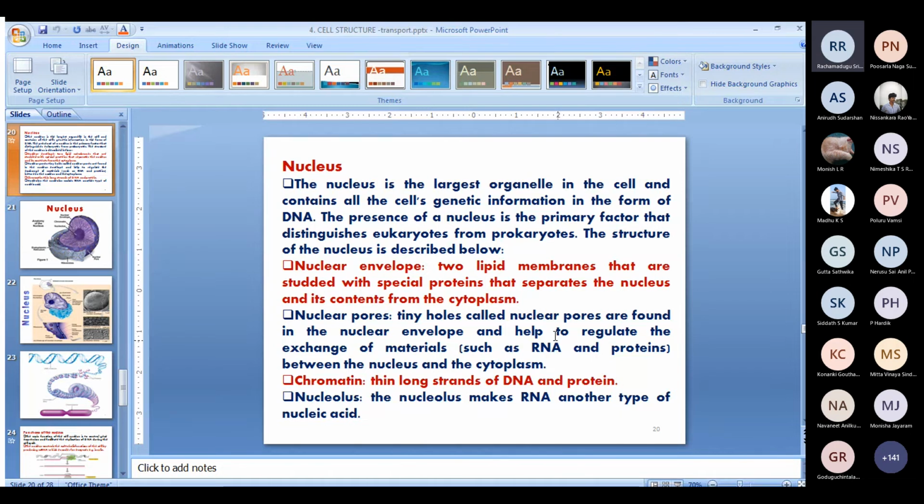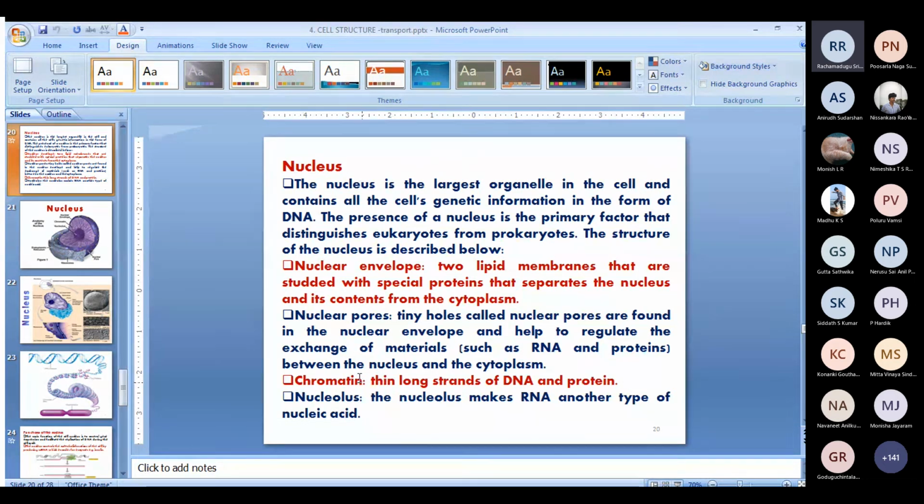See, even this nucleus is filled with a gel-like or watery kind of thing called nucleoplasm. Just like cytoplasm, you have nucleoplasm. In this nucleoplasm, the chromatin, nucleolus and all are suspended. So you have a jelly-like thing called nucleoplasm. You have a nuclear envelope, and you have nuclear pores on the surface of the nucleus, which facilitate the movement of materials between the nucleus and cytoplasm.